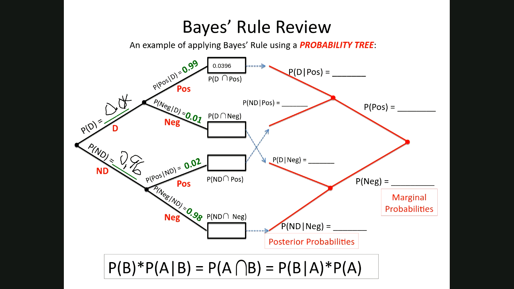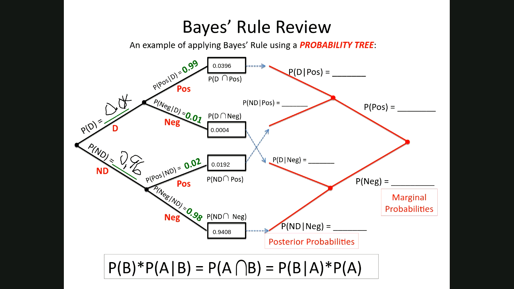Three zeros. And then the value that we are going to get when we multiply 0.96 times 0.02 is 0.0192. And finally, when we multiply 0.96 times 0.98, we're going to get 0.9408. Hopefully you can check through that to verify that that's accurate.